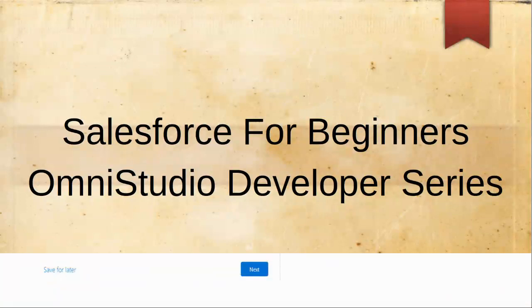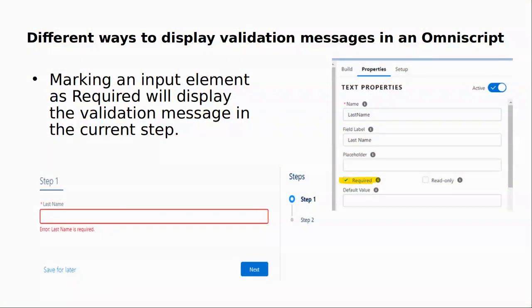Moving further, what can be the next question? The next question would be: what are the different ways by which we can show validation messages in an OmniScript? There can be many ways by which we can show a validation error message, or we can say validate a particular field. So let's discover some of the ways.